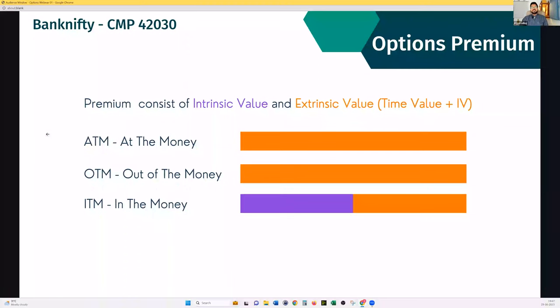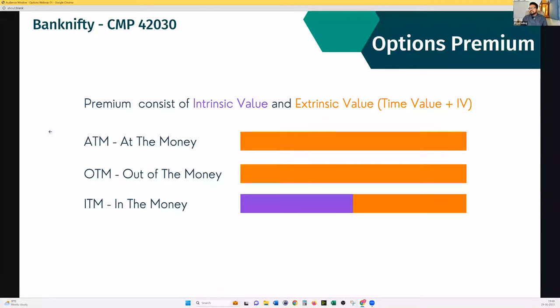Okay, now we come to the very, very important part. Okay, so now from ATM, OTM, in the money, we came to the next step, the premium. Okay, so whatever the premium you buy, right, the premium will have two values, the intrinsic value and extrinsic value. How many of you know these things, intrinsic value and extrinsic value? Let me just get some yes or no in the chat box so that I can understand.